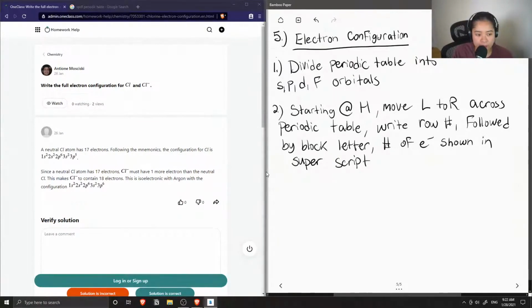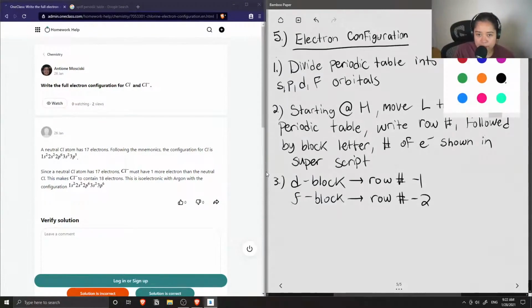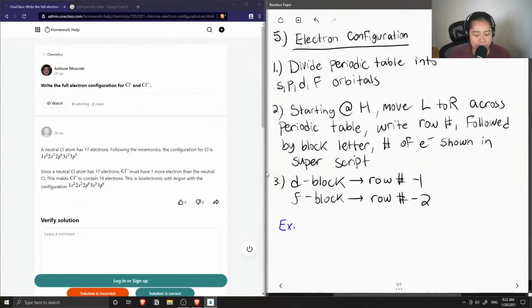And then one more thing I'd like to add is that when you get to the D block, you write the row number minus 1. And when you get to the F block, you write the row number minus 2. Okay, so after a lot of practice, it gets pretty tedious when you write electron configurations. So first we're going to write the full electron configuration for chlorine.